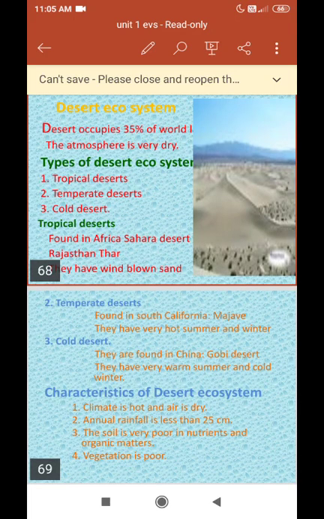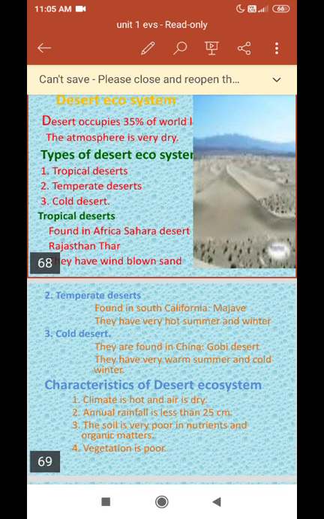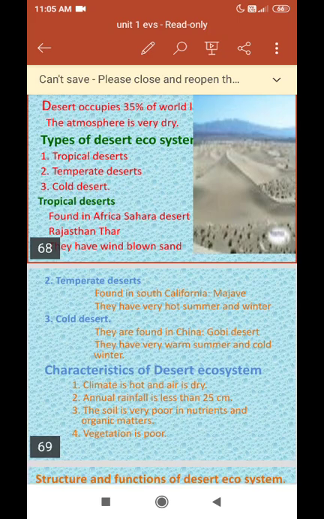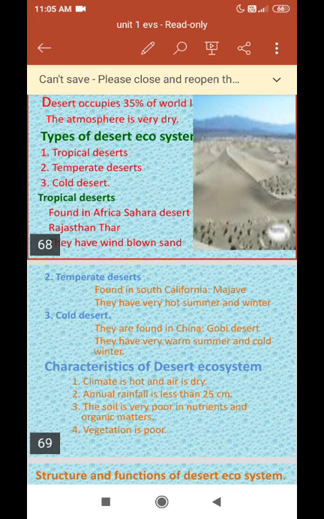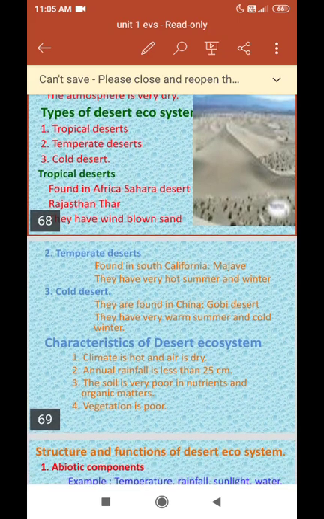Hi, now let us learn desert ecosystem. Desert occupies nearly 35% of world land. The atmosphere is very dry in the desert. Now let us see the types: tropical desert, temperate desert, and then cold desert.